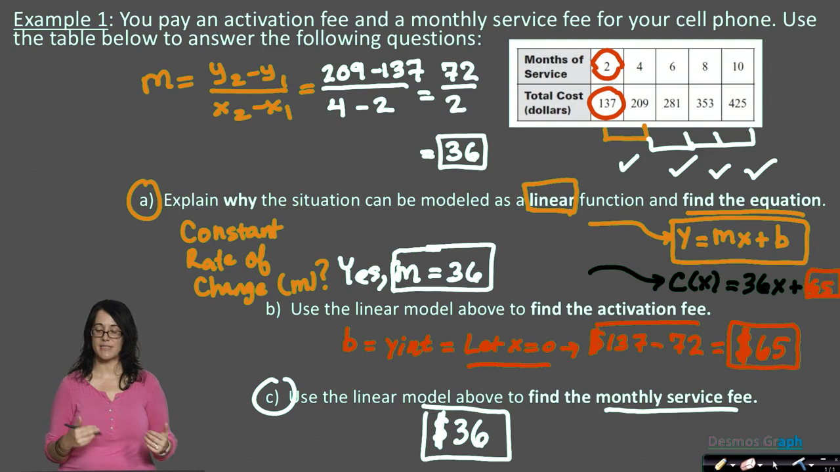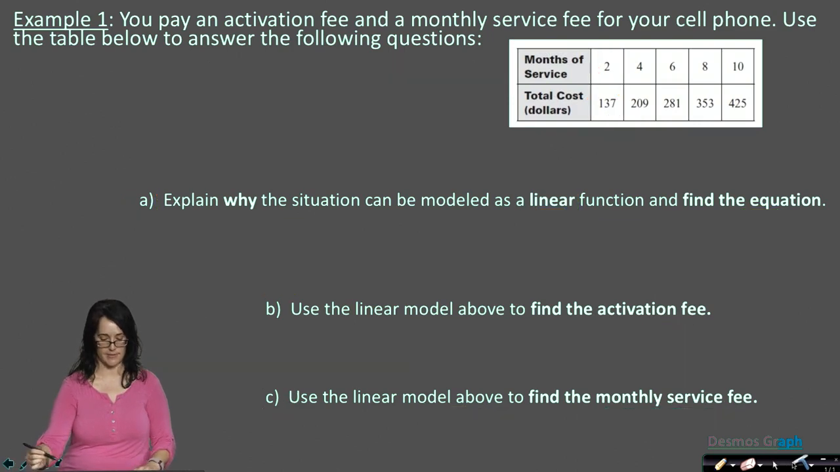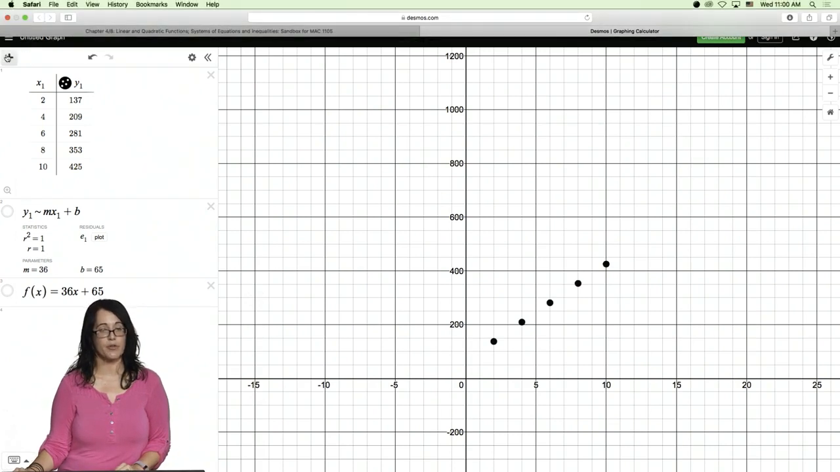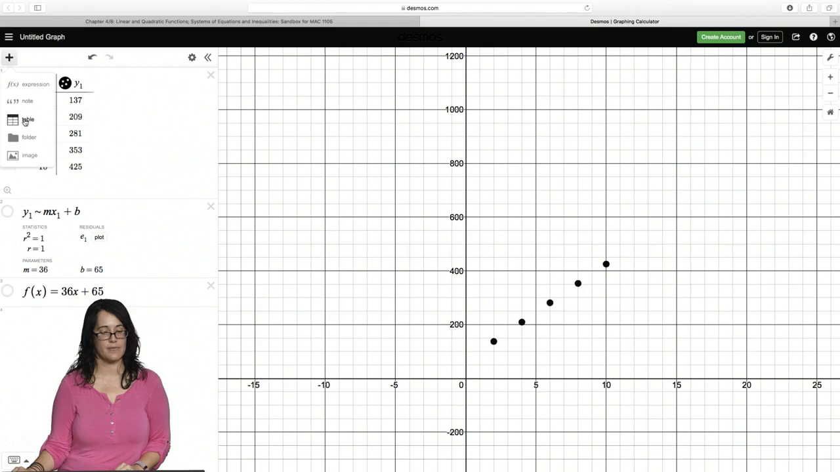In other words, 36x plus 65 gives you your output for how much you've spent total on the phone every 1 month x. So that should make sense, especially when we look at our graph. So let's head over to our graph and see if this makes sense. In this graph, what I've done is I've actually plotted some points. If you wonder how to do that, in Desmos.com, for example, you can go to the plus arrow here and then click table. It'll allow you to input your x values like I've done, 2, 4, 6, 8, and 10, and your y values like I've done.